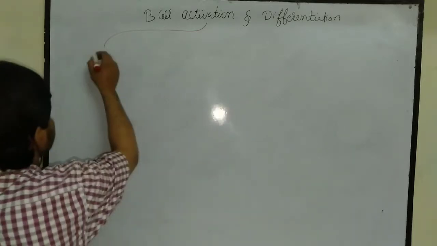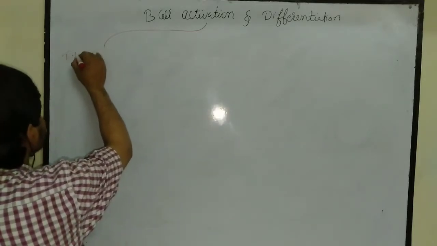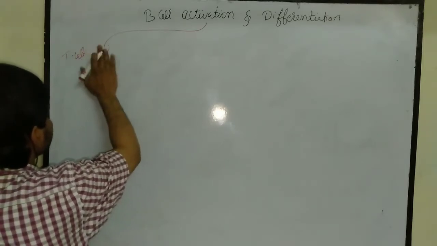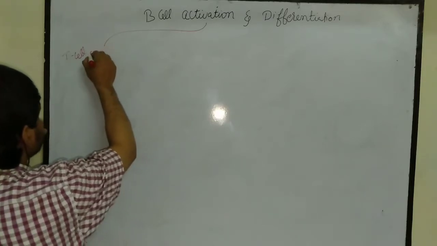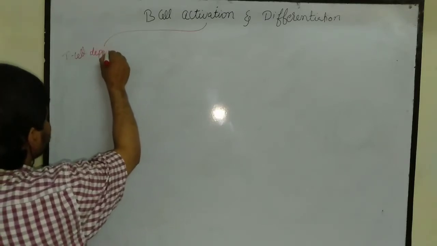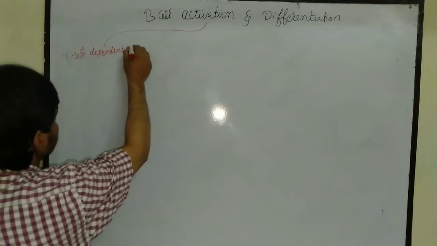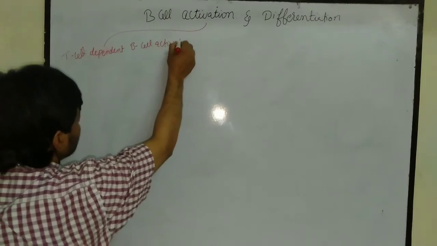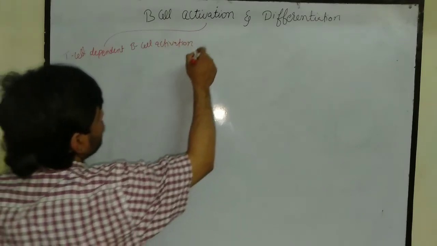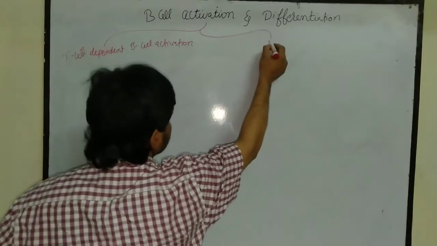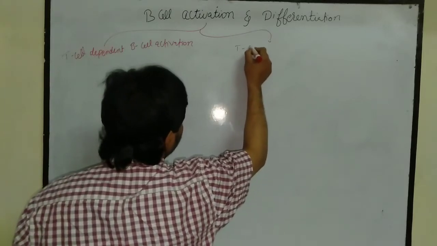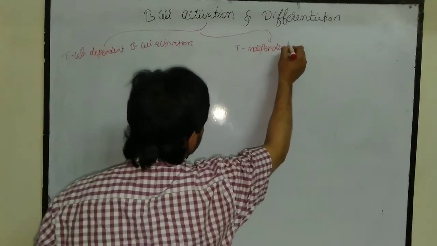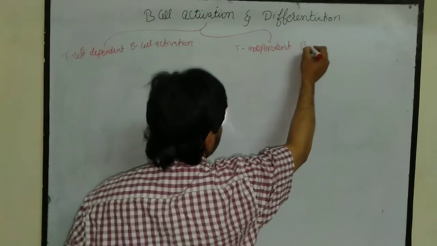So let me write T cell dependent B cell activation, or it will be activated by T independent B cell activation. What does it mean?